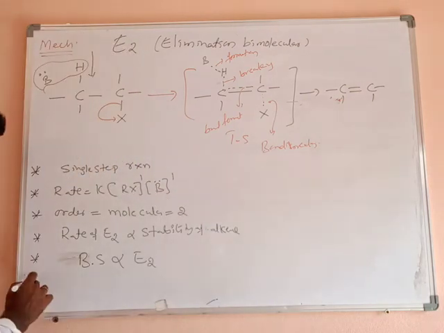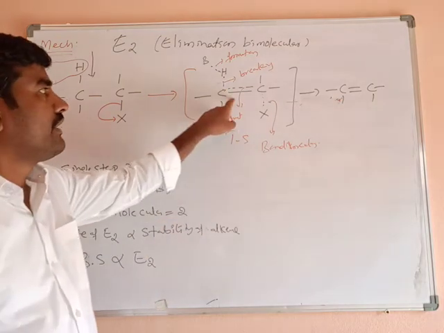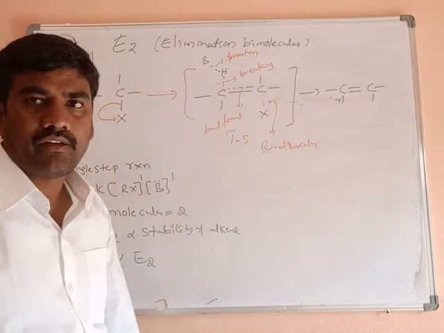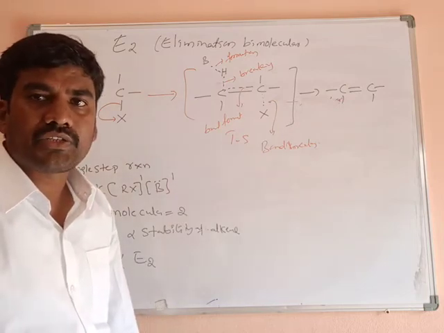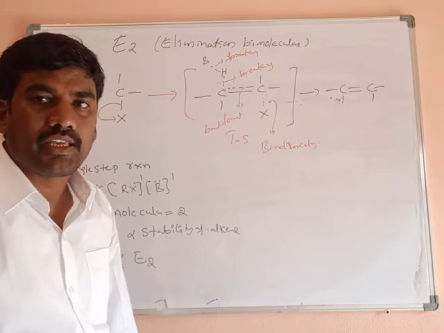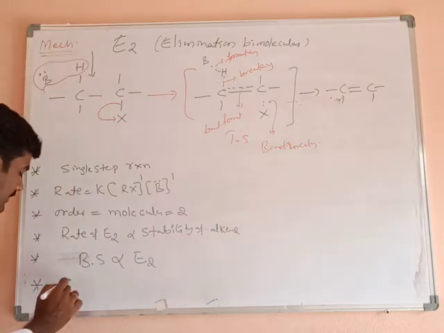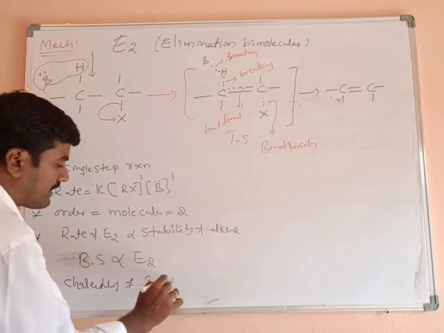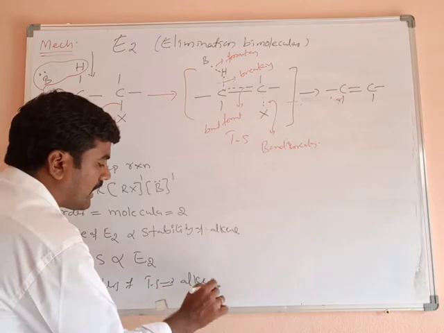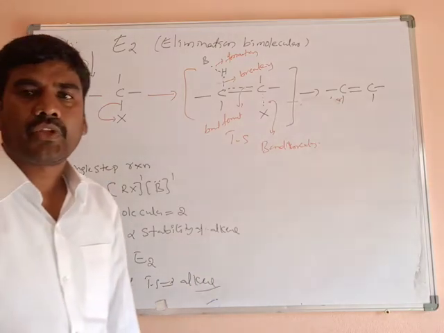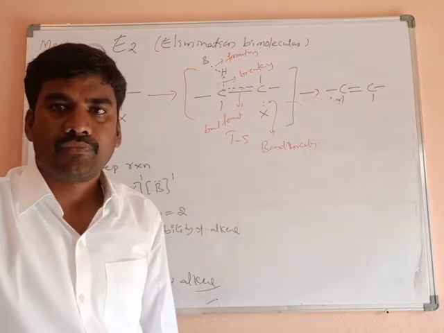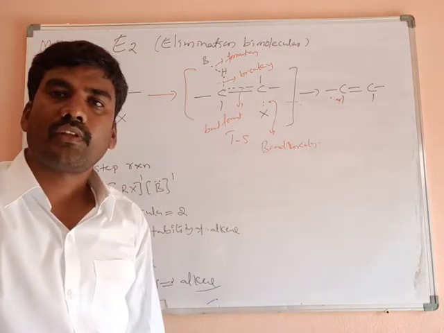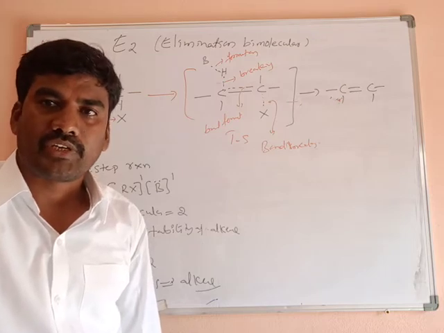In this transition state, what are the characteristics of this transition state? It just looks like an alkene. Characteristics of the transition state are similar to alkene. It possesses alkene nature. The transition state has an alkene nature. Clear? This is about the mechanism of E2 elimination reactions. Clear?